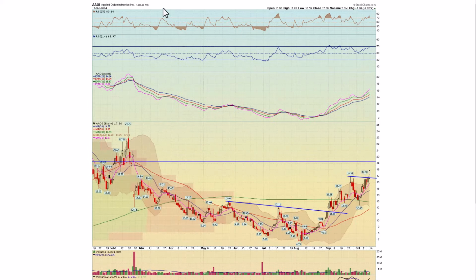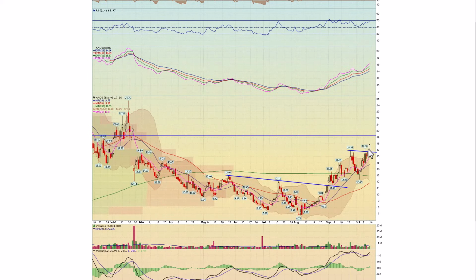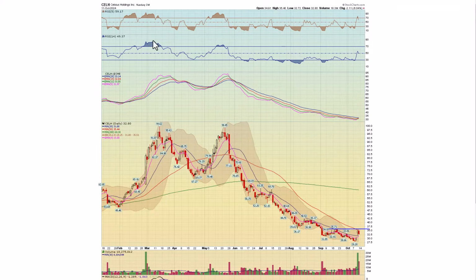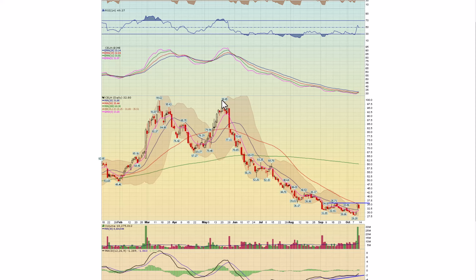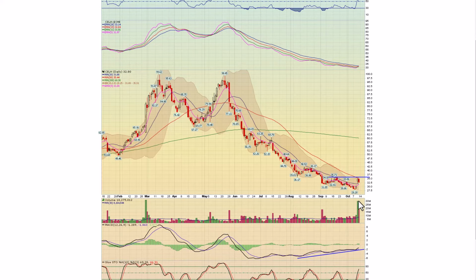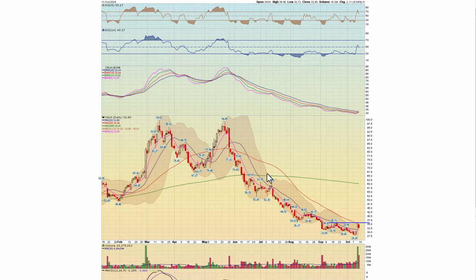Jarbert 100, AAOI. This has just started breaking out on Friday, though notice there's an open gap back here in February. That could be a magnet. Jarbert 101, CELH. This has had a heck of a correction. It was $100 back here, fallen all the way to 28. But notice you got a big volume move up on Thursday. MACD divergence. It did pull back logically off this declining 50-day, but I will be watching this for a potential flag now.